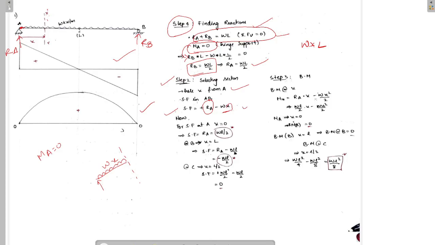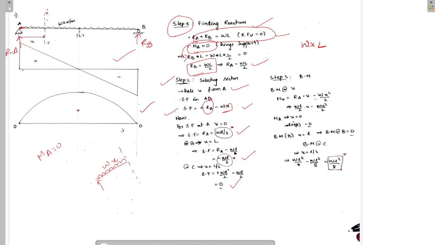So for shear force at A, if we substitute x equals 0, we will get shear force at A as RA, which equals WL by 2. Similarly at B, by substituting x equals L, we will get shear force at B as minus WL by 2. And at C, that is at the distance L by 2, we will get shear force as 0.